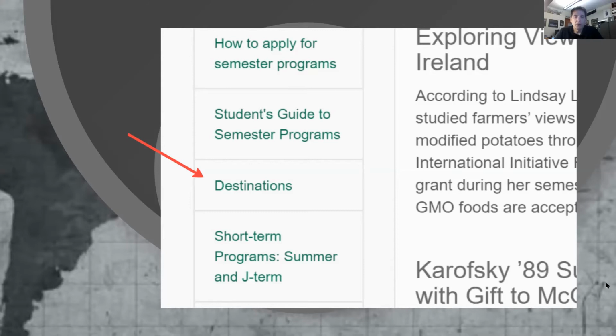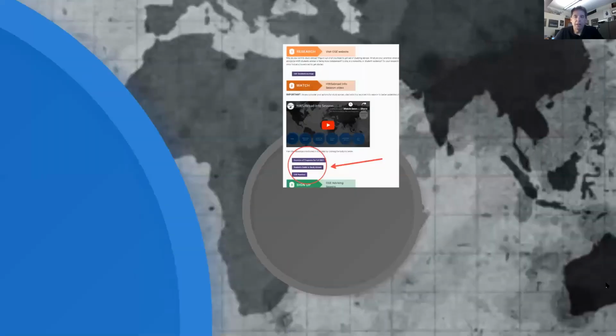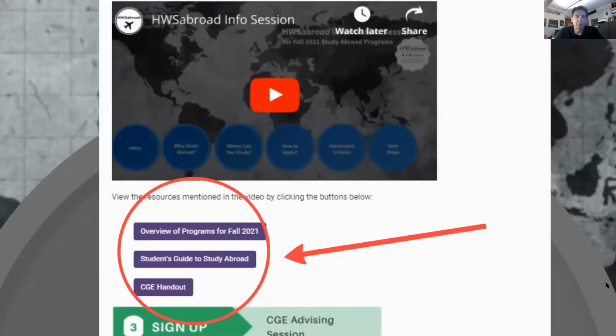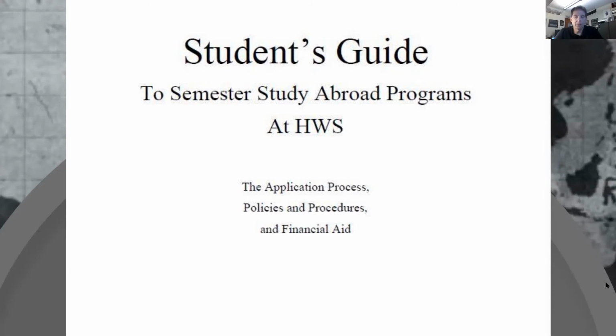The third question that we're dealing with in our presentation is, how do you go about applying for these different programs? And also on your application portal page, you'll find a couple of other documents available for download. One's called our Student's Guide to Semester Study Abroad. It was also available as a link on the CGE webpage that we just showed you. But I really do encourage you to take a look at this document.